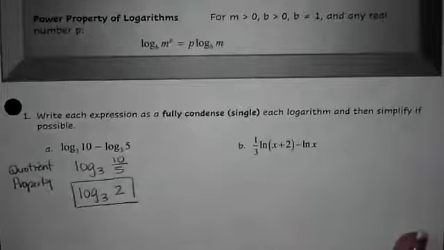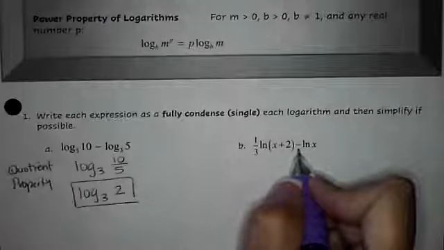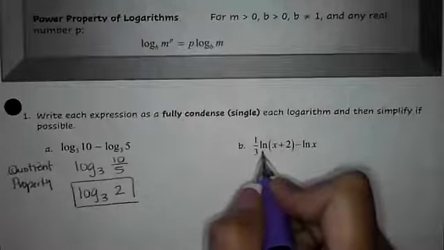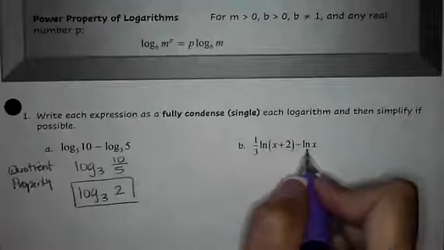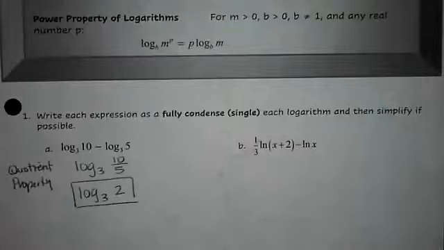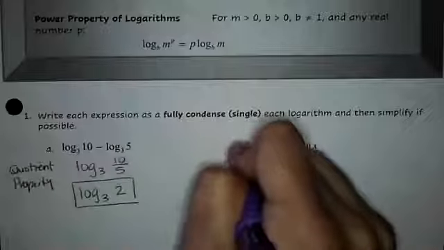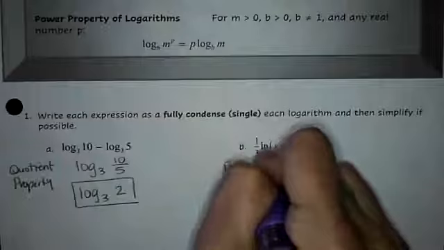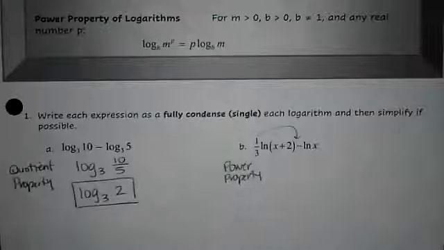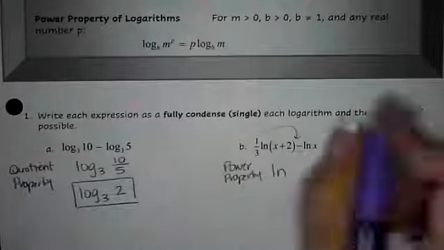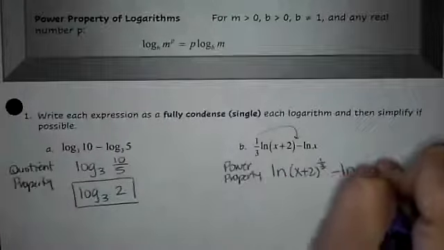All right, for the second one, we've got a little bit more going on here. We have two terms again separated by a minus, so I'm going to use the quotient property again. But before I can do that, they have to be the same log. In this case, we've got the natural log and this one, but here we've got this coefficient, and we need to get rid of the coefficient. So I'm going to use the power property first. The power property tells us that that is the exponent of the argument. So that would be the natural log of x plus 2 to the 1/3 power minus the natural log of x.